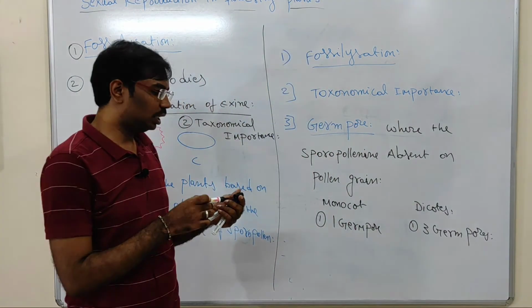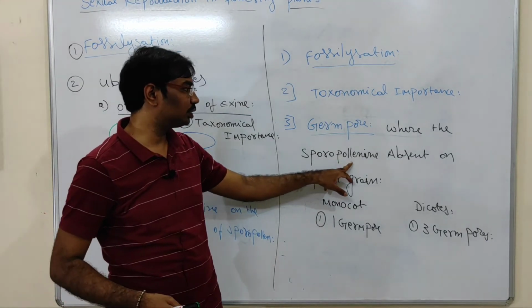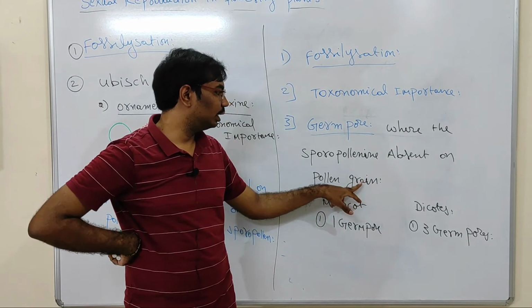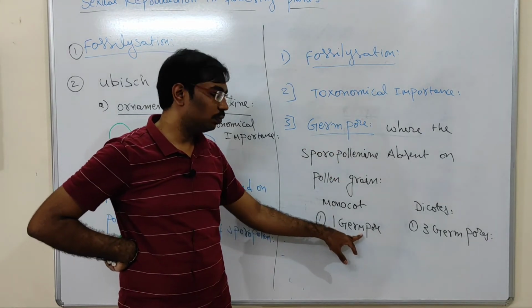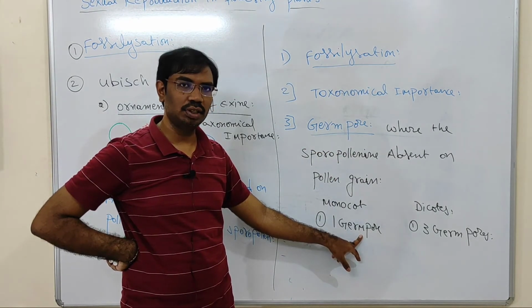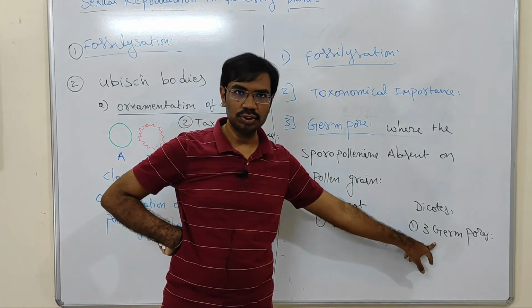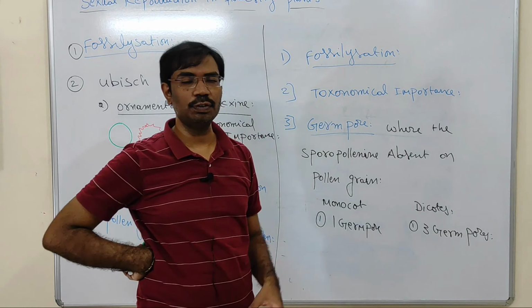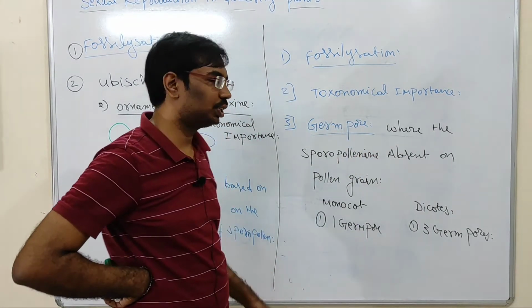So see here students, germ pore means where the sporopollenin is absent on the exine, that particular area is called the germ pore. Monocots contain one germ pore, one hole present on their surface. Dicots contain three germ pores, meaning three holes present on the surface of the pollen grain. So this is about germ pore structure.